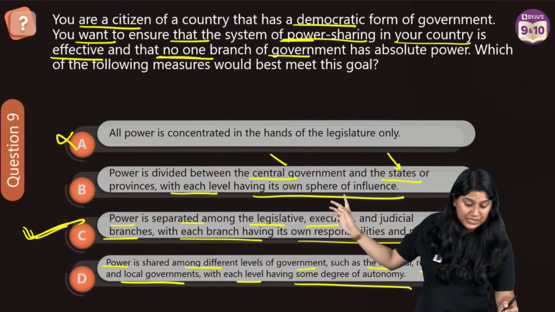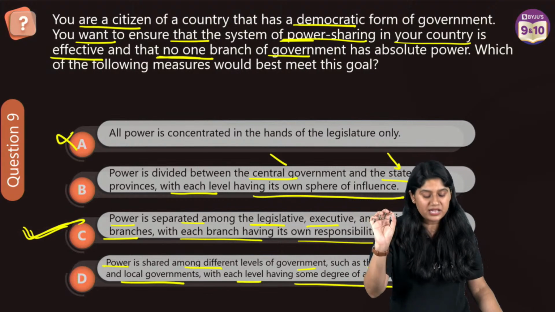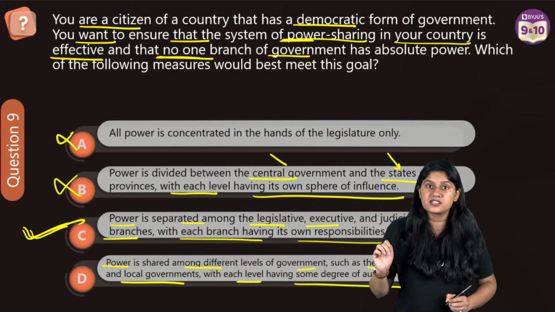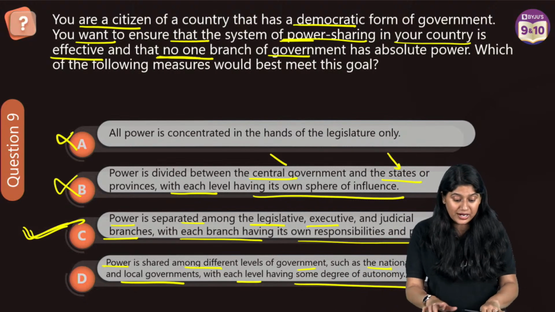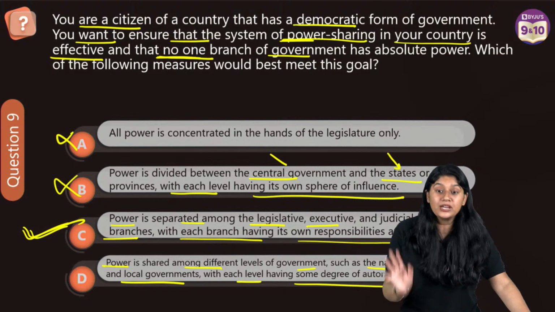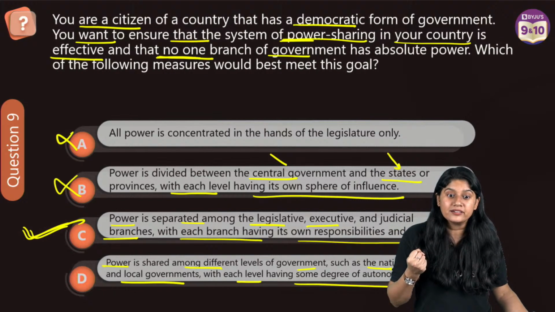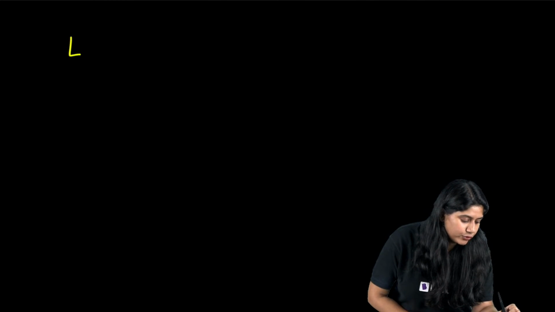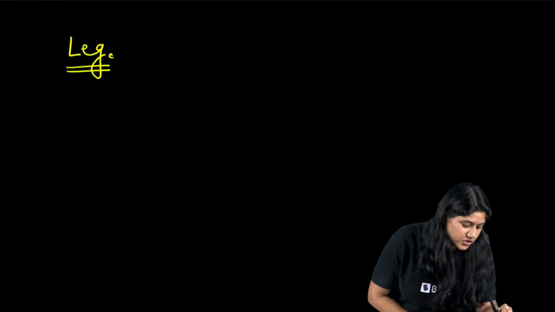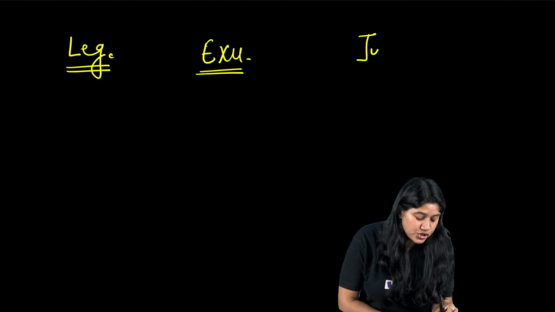In option B, they're just mentioning the state government and the central government. So that could not be the correct answer. In option D, they have mentioned the national, regional and local government. But we know that government is not the only one. See, everyone, I think there's a huge confusion over here. Let me just go back. We know that we have three important things: legislative, executive, and judiciary.